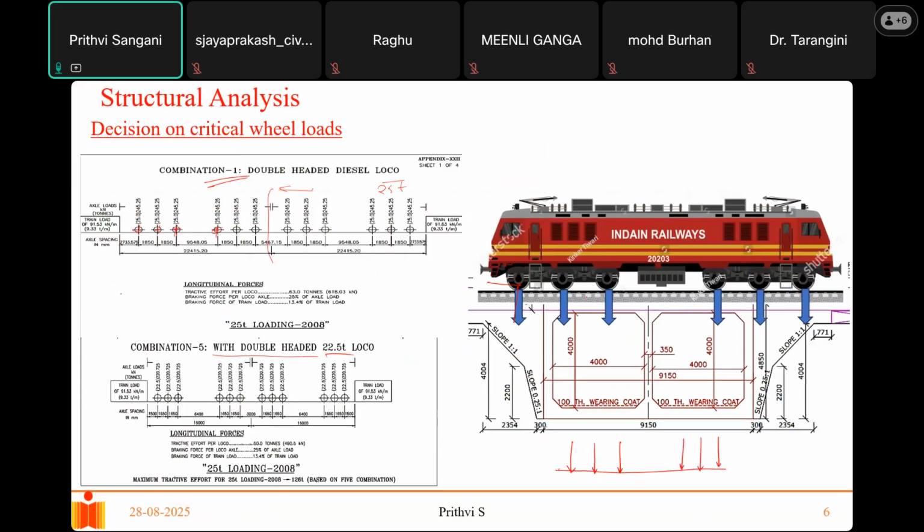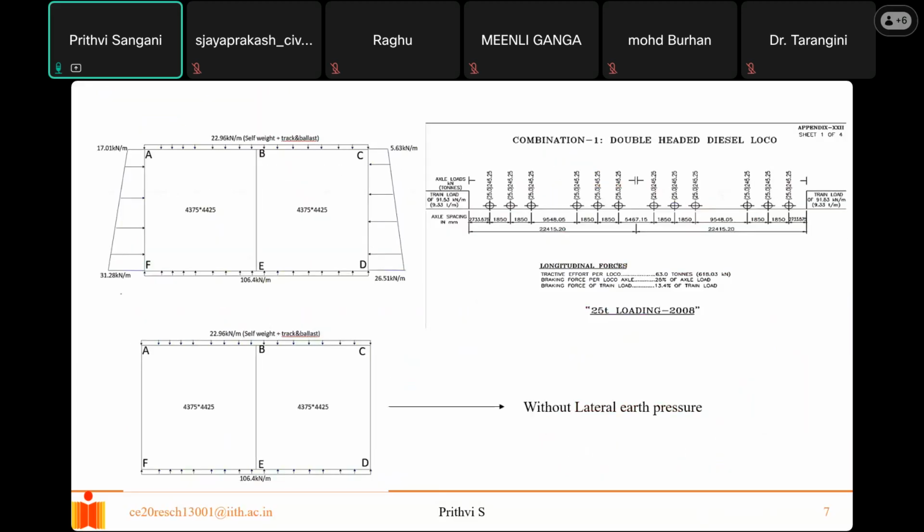Each wheel is going to take about 25 tons. There are actually two wheels always. Each wheel load is about 25 tons, or 22.5. There are some more locomotive engines where it is going to take about 37.5 tons also. But we were told that the maximum allowed traffic in this is about 25.5 tons. So we have taken one combination which is giving us a very high load demand.